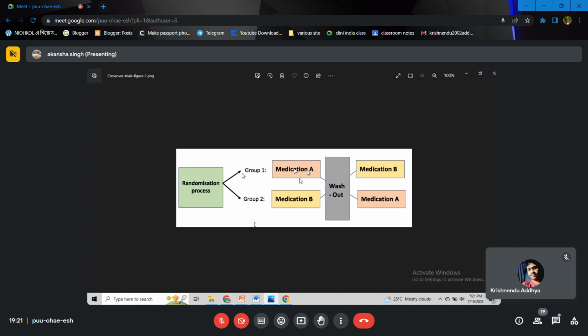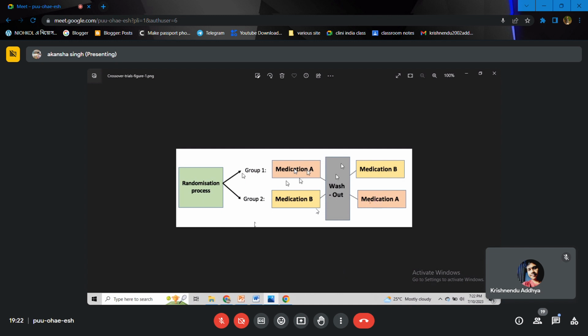Repeat it. See, you have two groups of subjects. To the first group you have given medication A, to the second group medication B. Understood till here what we have done in the parallel study, right? Yes, ma'am. After a certain period, no medication is given, meaning the medication will stop. This is called the washout period. Now, after the washout period, group 1 who received medication A will receive medication B, and group 2 who received medication B will receive medication A.